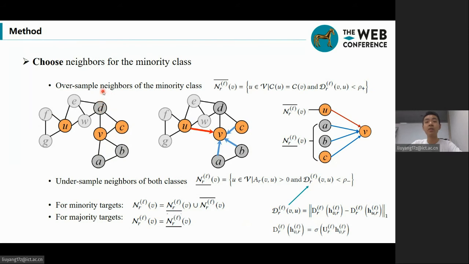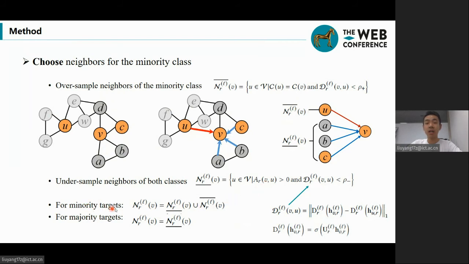So we define the oversampled neighborhood, overline N^RL(V), to be the nodes which have the same label as the center node V and also have a close distance to V. In this example, node U was added to the oversampled neighborhood of V. For other neighbors, we need to undersample them. We only keep those neighbors who have a close distance to V. In this example, of A, B, C, D, we only keep A, B, C to form the undersampled neighborhood, underline N^RL(V). The distance function is implemented by an MLP classifier to predict the label, so it is a trainable distance function.